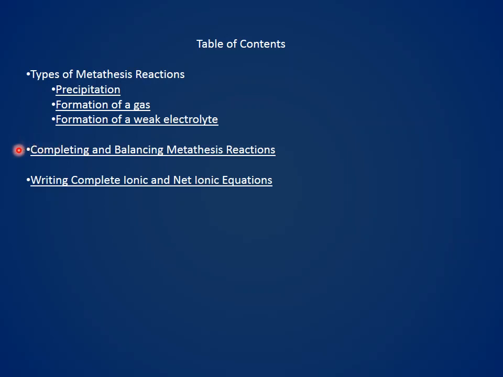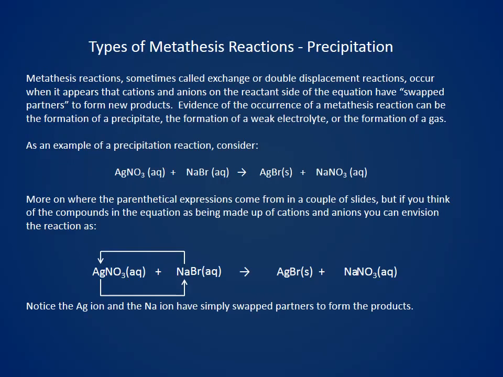We'll spend a little time on completing and balancing metathesis reactions. We'll also spend a little time on writing complete ionic and net ionic equations from those balanced equations up above. So think about metathesis reactions. We'll start with precipitation. It's the one that will be most prevalent in this week's experiment.